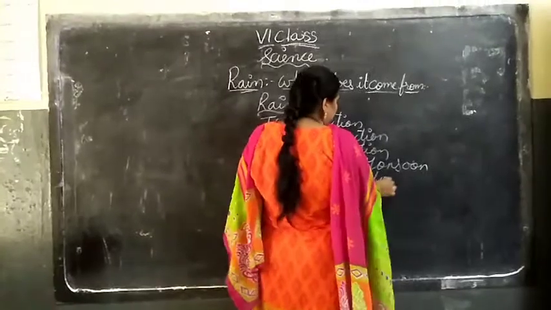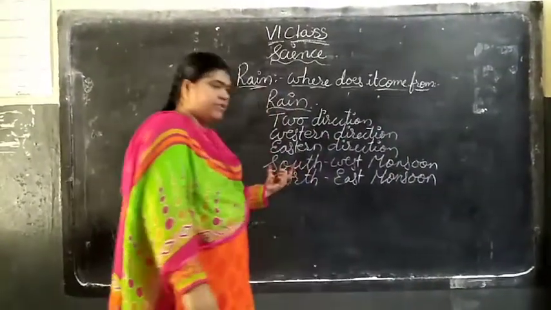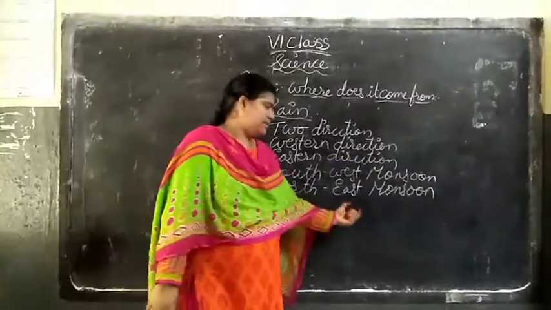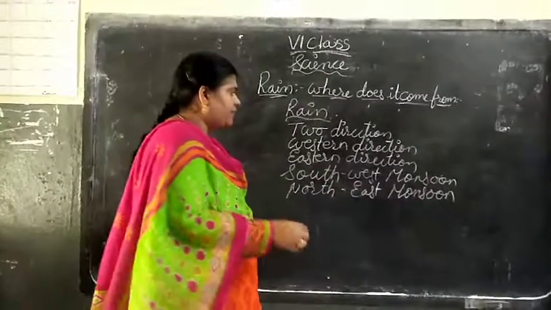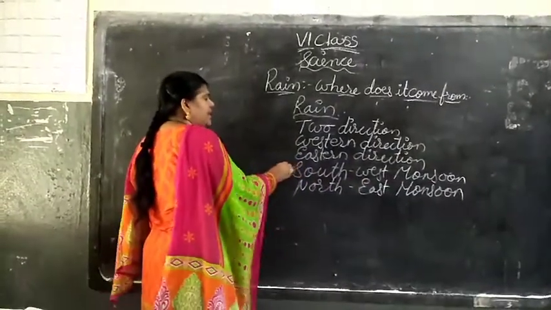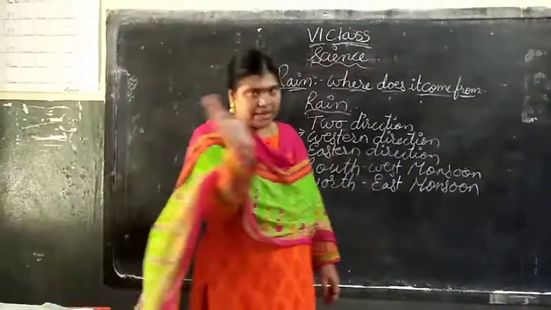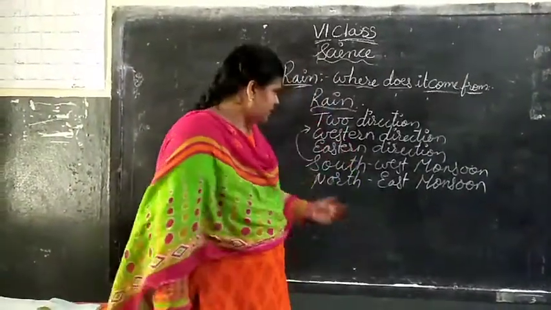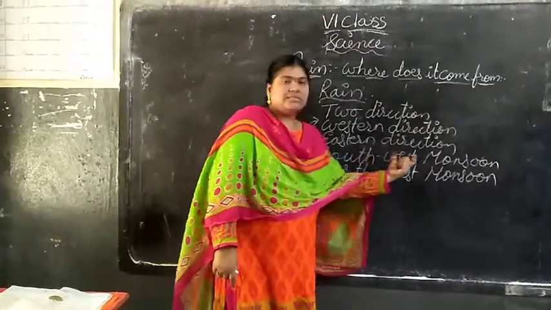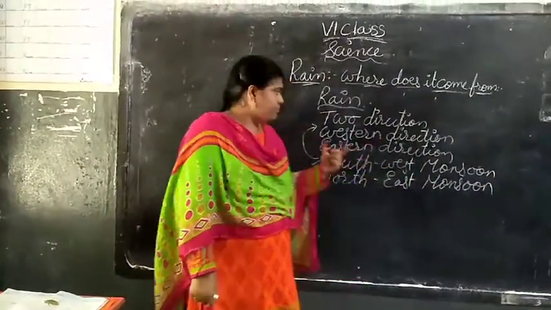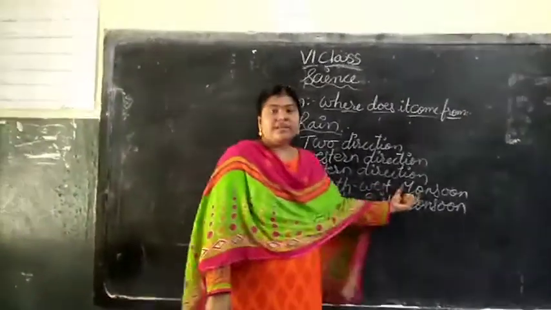Next one is northeast monsoon. See here, southwest monsoons and northeast monsoon. What is the southwest monsoon? When the wind blows to the western direction, we will say it as a southwest monsoon. Once again, when the wind blows to the western direction, we will say it as a southwest monsoon.